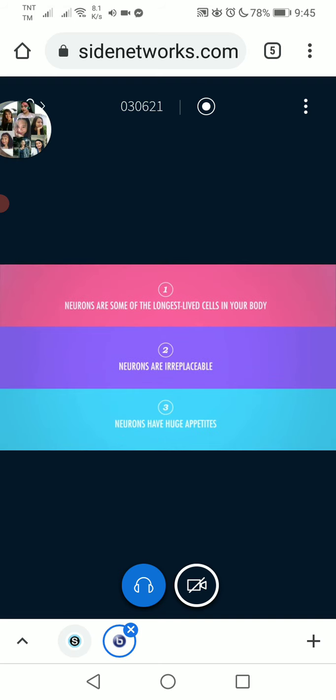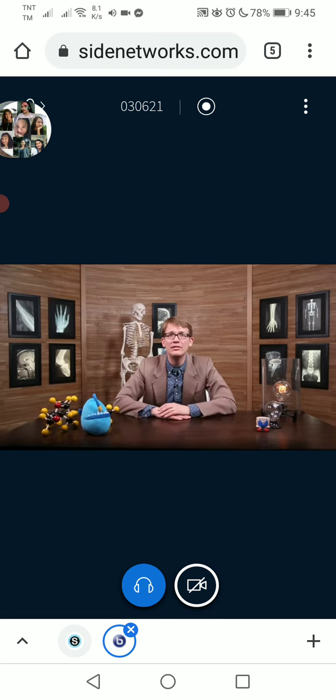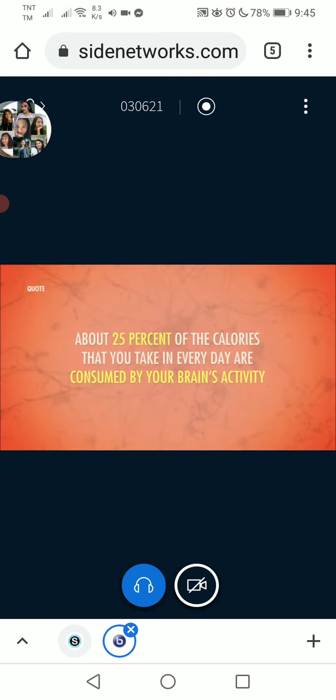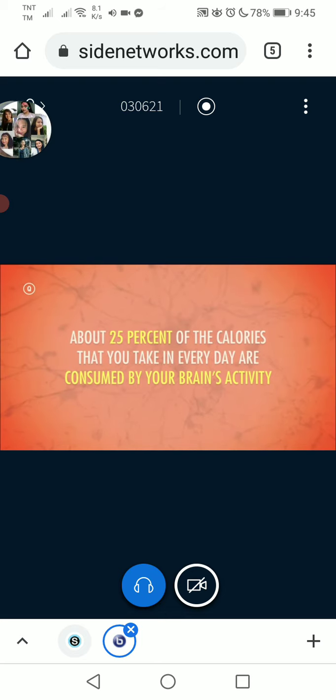And number three, they have huge appetites. Like a soccer-playing teenager, neurons have a crazy high metabolic rate. They need a steady and abundant supply of glucose and oxygen, and about 25% of the calories that you take in every day are consumed by your brain's activity.